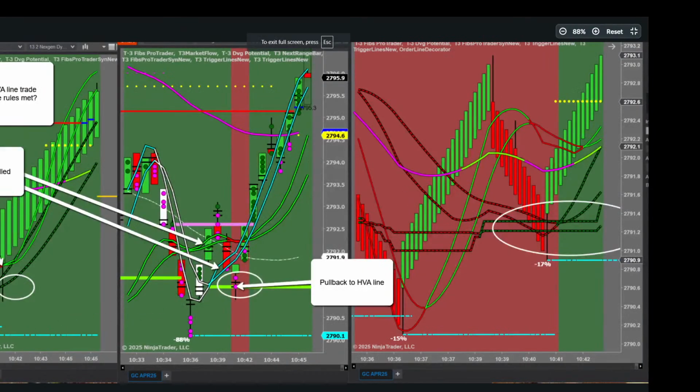So termination triggers roll, makes it a strong bottom. From the strong bottom, 1036, 1039, so we're right about here. Pull back to the HVA line. HVA line trade, are rules met? That's a great question. So what do the rules say?